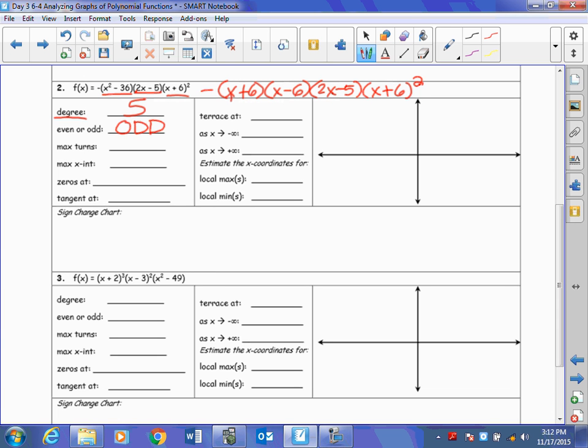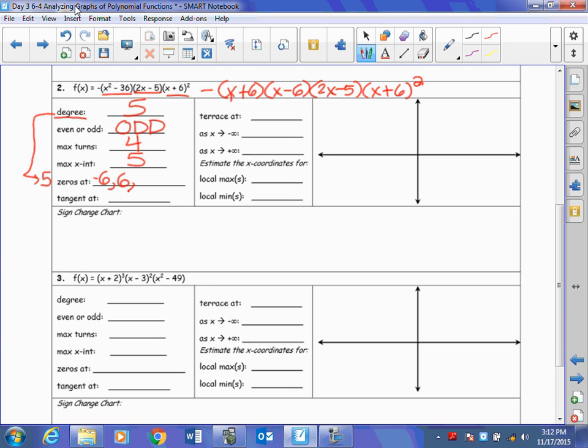Okay, maximum terms. 4. Because you know it is 1 less than the degree. Awesome. Okay, maximum x-intercepts? 5. Okay, then we're going to look at our factors to get the zeros. What's the first zero going to be? By the way, how many zeros should I have if the degree is 5? 5 zeros. So we've got negative 6. Next one, positive 6. Next one, positive. All right, it's not positive 5.